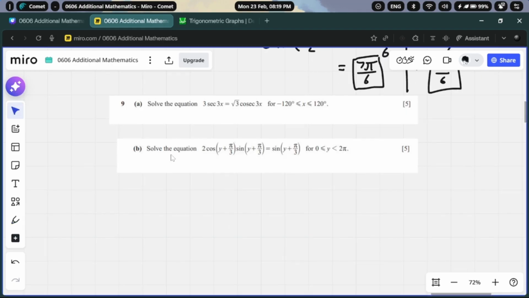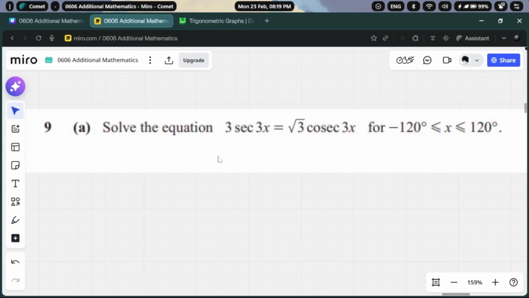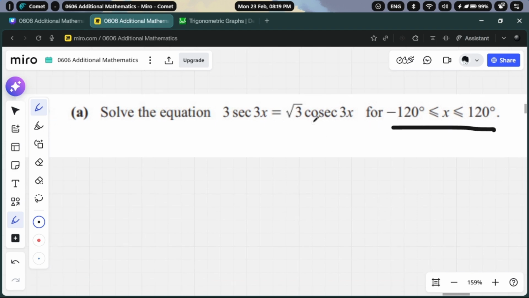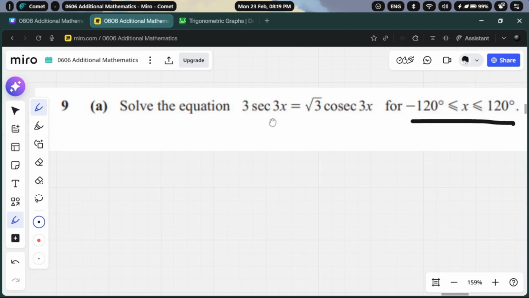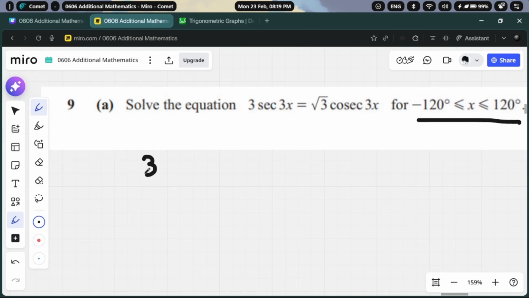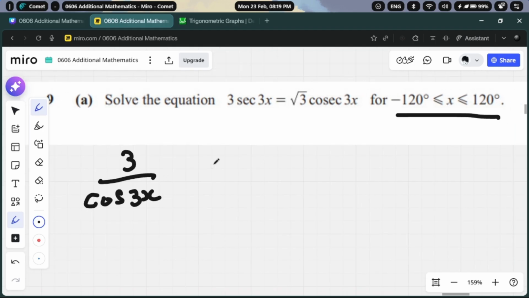Now moving on, you're told to solve the equation 3 sec 3x is equal to root of 3 cosec 3x for this given domain. So this is going to be in degrees, so just set your unit to degrees first of all on your calculator. Now sec 3x, that's the same as 3 upon cos 3x. Now that's equal to root of 3, and cosec is basically 1 over sine. So that would be sine 3x.